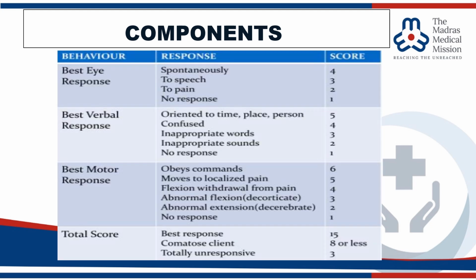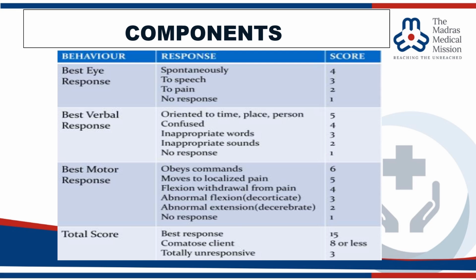To explain in detail about this GCS scale, the first component is eye response. How will the eye response be marked? If the patient has no eye response, it will be scored as 1. If the patient has an eye response to painful stimuli, it will be scored as 2. If the patient has an eye response to speech, then it will be marked as 3. And if the patient can open his eyes spontaneously, then it will be marked as 4. So the eye response is scored from 1 to 4. If the patient is fully conscious, they will get a score of 4, and if the patient is unconscious, they will get a score of 1.